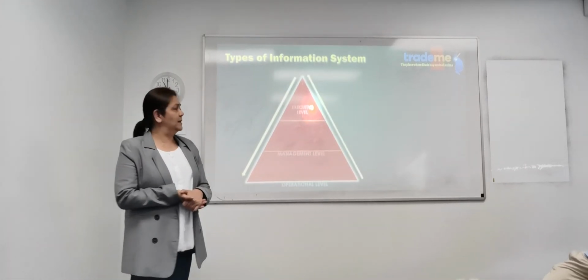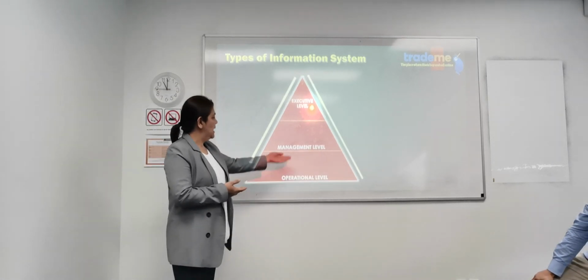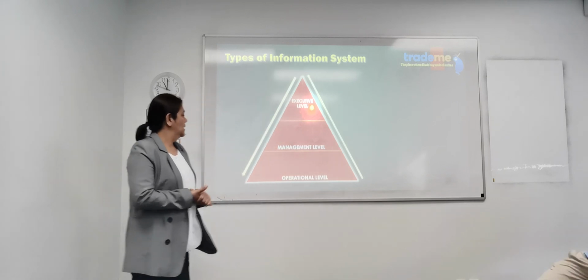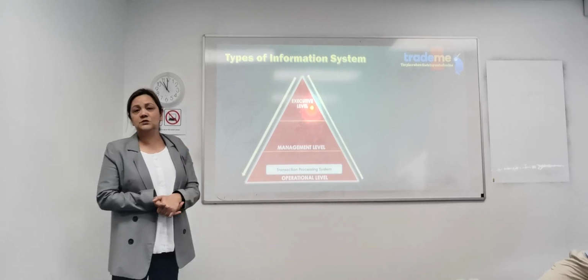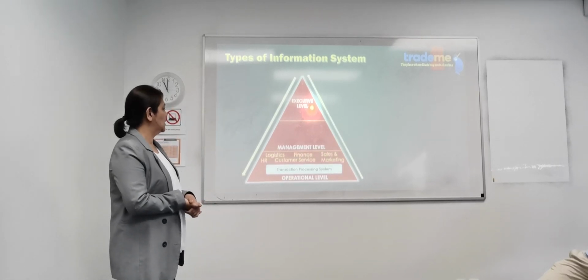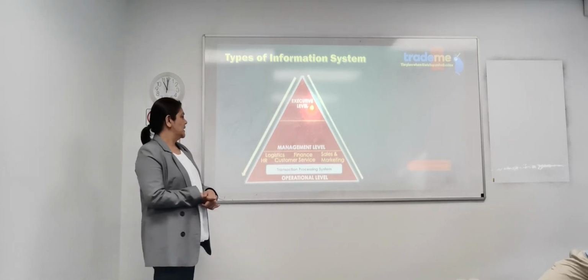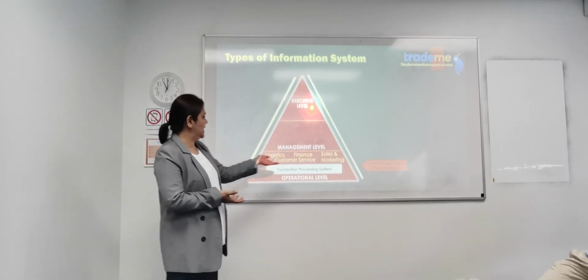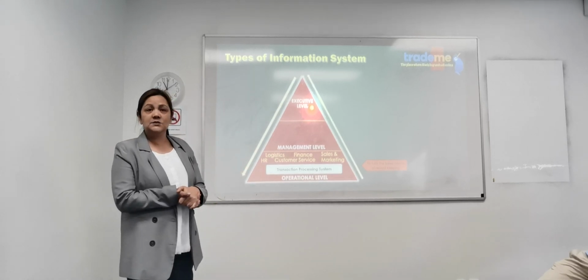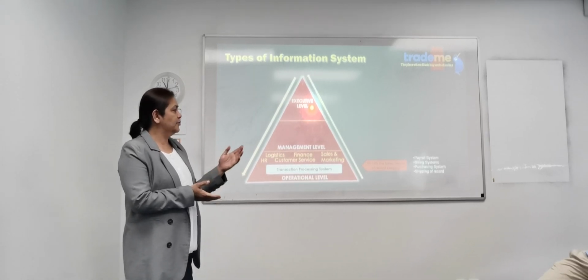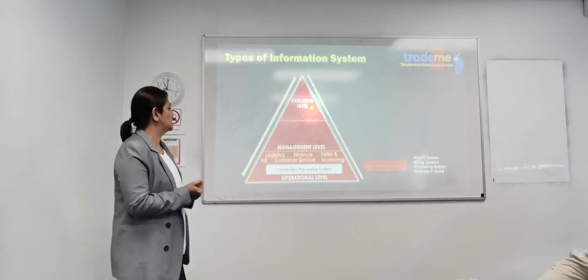And the types of information system I'll be discussing. We have 3 levels: operational level, management level, and executive level. For the operational level, the company is using the transaction processing system, which is TPS. This is used by logistics, finance, sales and marketing, customer service, and HR. TPS is used just to fulfill the basic needs for record keeping, and it is used for payroll systems, for example, billing systems, purchasing systems, and shipping records.